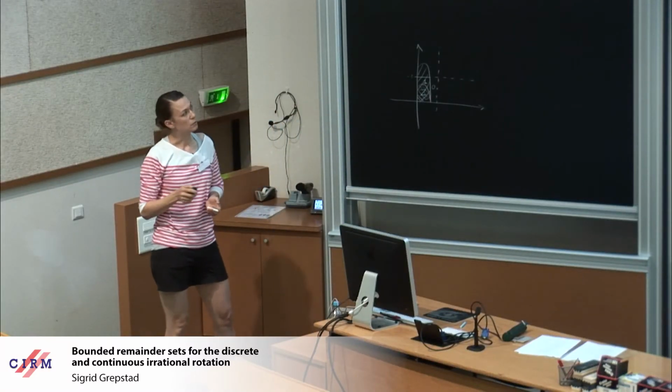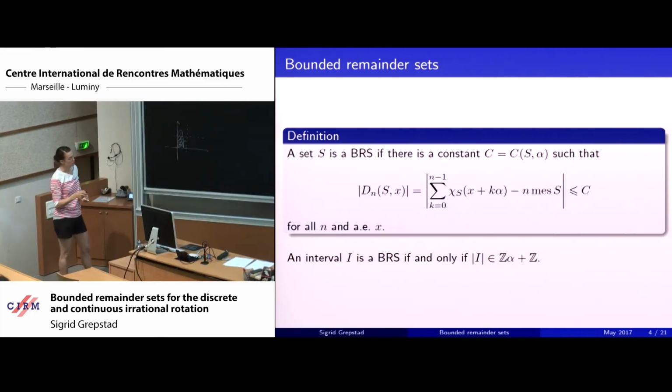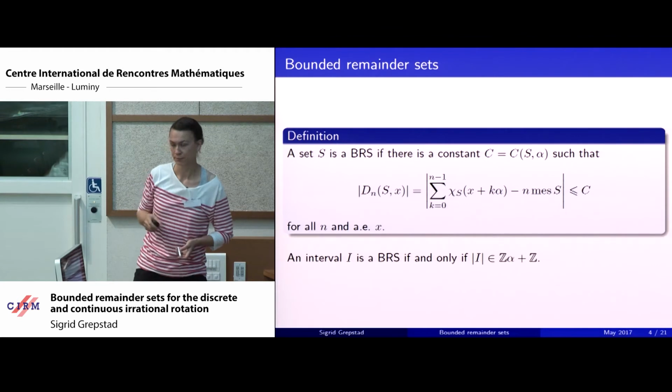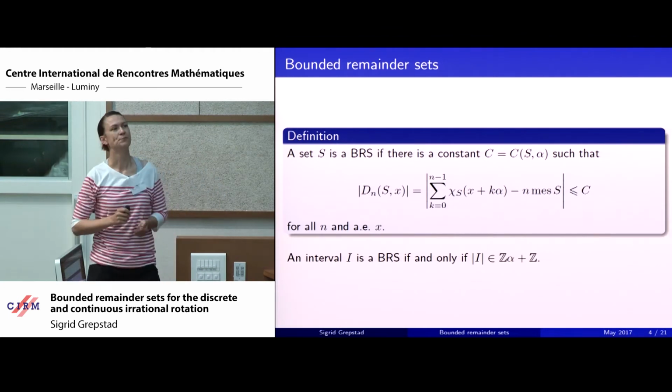And if we do that, then we can easily extend this definition by precisely this statement to any set S in Rd. And if we do that, then what we had on the previous slide is that any interval I is a boundary remainder set if and only if its length belongs to this set. All right, perfect.